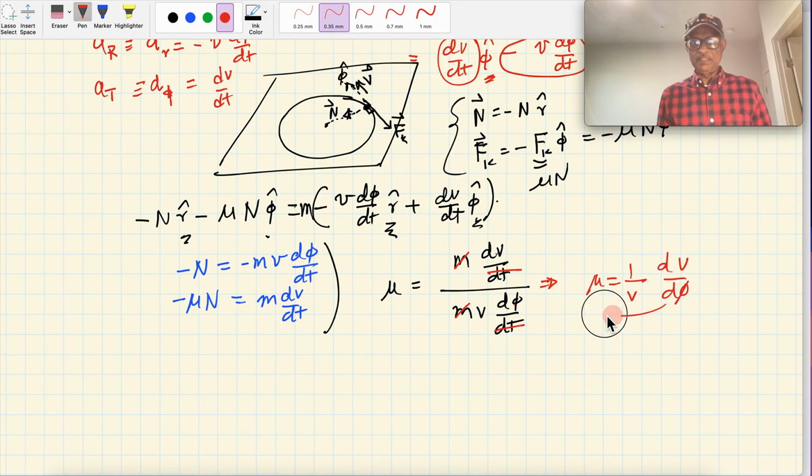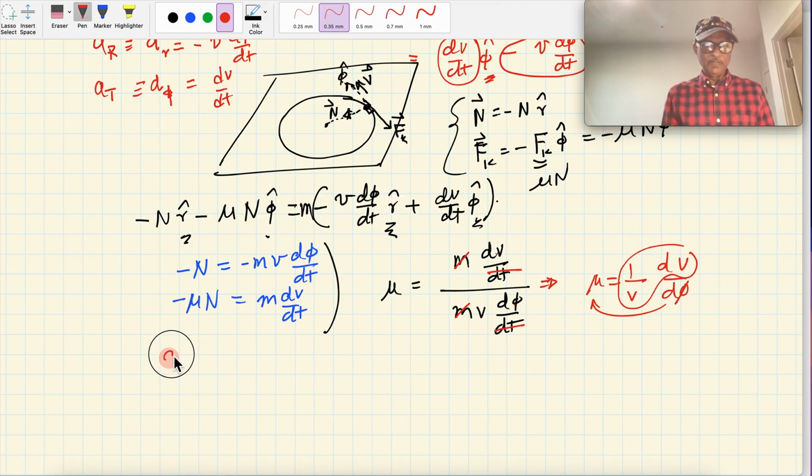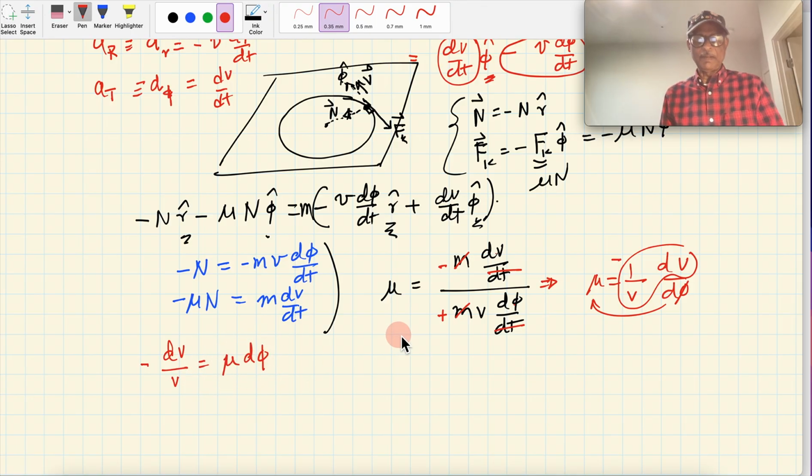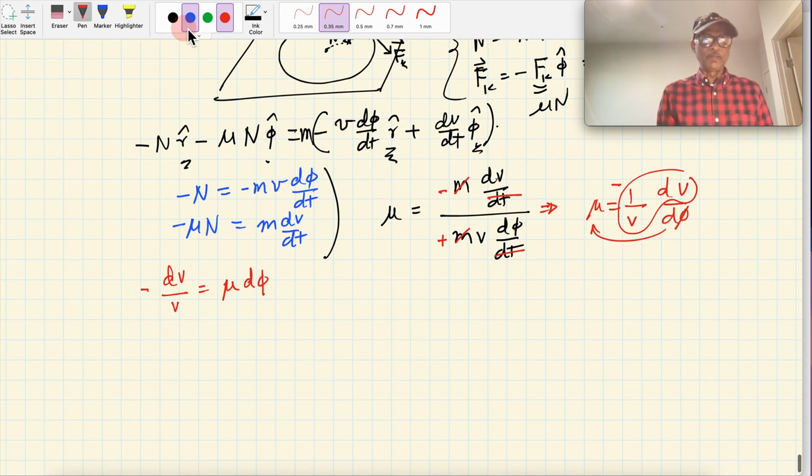So I can bring this guy to the other side. These are all v on this side, so dv over v. This was a minus and this is a plus, so I would have a minus out here: minus dv over v equals mu d phi. Might as well bring this minus to the other side.